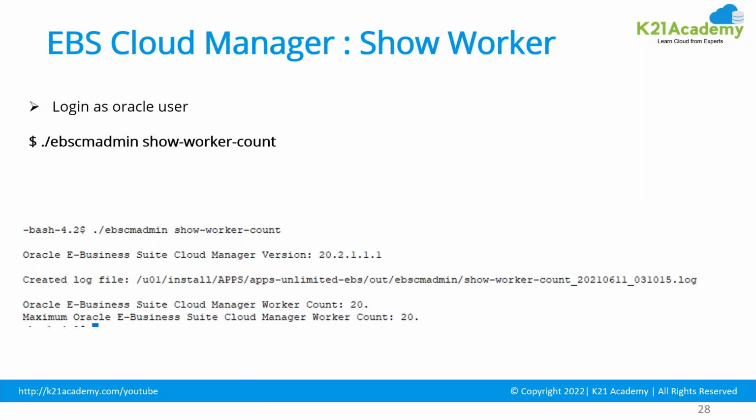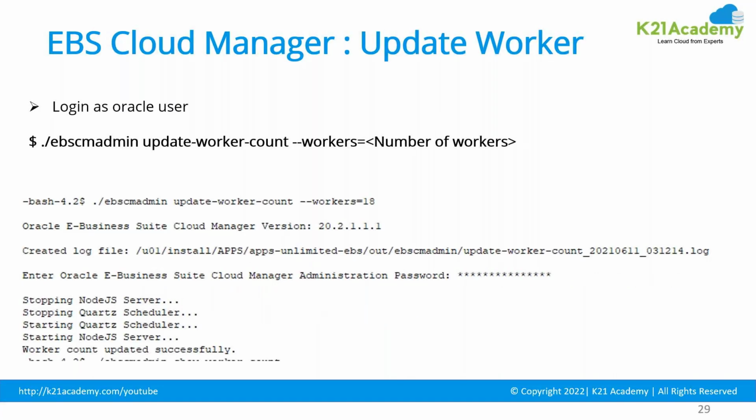Now there are multiple workers because it runs in parallel. The maximum workers you can give depends on the number of CPUs you have. With a minimum of two CPUs, we can give up to 20 workers. So if you want to reduce it or just change it, you can do that. Here, you can update the worker counts too.